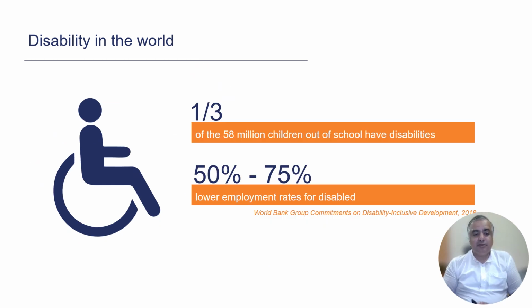One third of the 58 million children out of school have disabilities. These are World Bank report data. There are 50% to 75% lower employment rates for people with disabilities. Now, all these things start creating a certain gap between the human and the environment in which we function. This leads to what? It leads to a form of experiencing what is called exclusion.